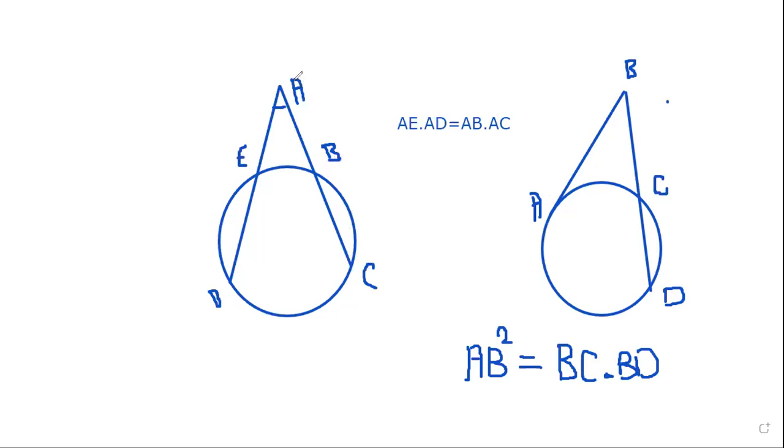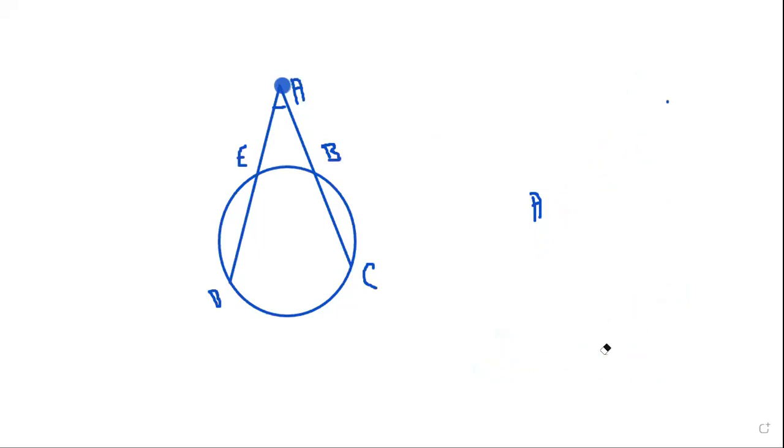For two secants, you stand on A, then you say AE times AD equals AB times AC. For a tangent and a secant, AB squared equals BC times BD. The product of segments of the first equals the product of segments of the second. Any question about the rule here? With two secants, start from the intersection point at the top: AE times AD equals AB times AC. Tangent with secant: AB squared equals BC times BD. Now we will use the rules to answer the questions.